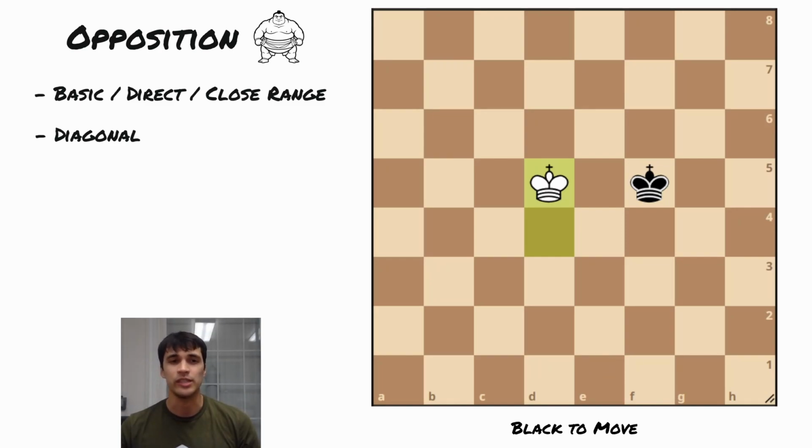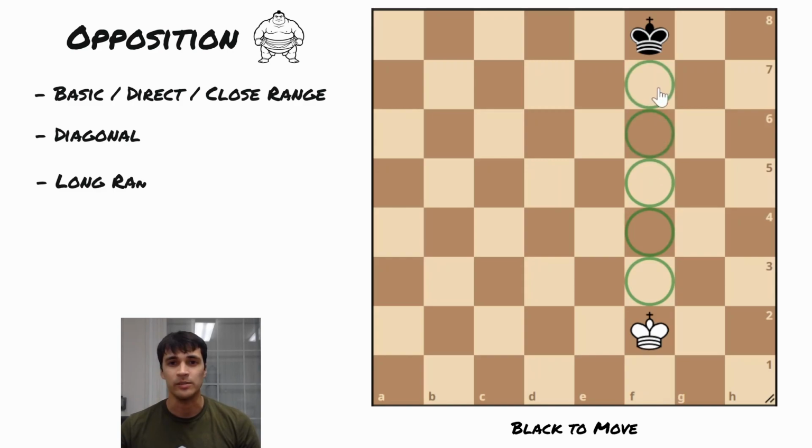Opposition also occurs at long range. So here we have the 2 kings on the same file, and there are 5 squares between the 2 kings. So there's an odd number of squares between the 2 kings. Long range opposition is easy to tell because they're on the same color square. And this is the type of opposition that we used in the mini game, where white took long range opposition.